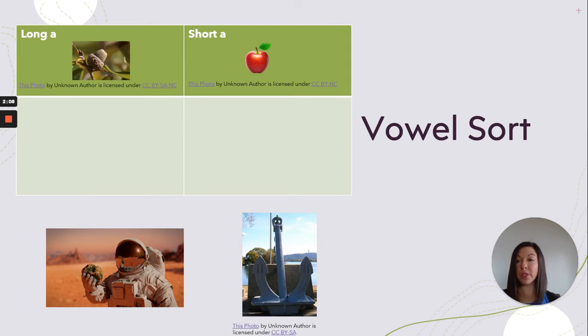Another sort you can do with your students is a vowel sort. So here, my students, I know that I've already explicitly taught them about the long A and the short A, and now we're ready to do some practice. And so we're sorting some words with the long A and the short A sounds. I would make sure they knew that these pictures were pictures of an anchor or an astronaut.